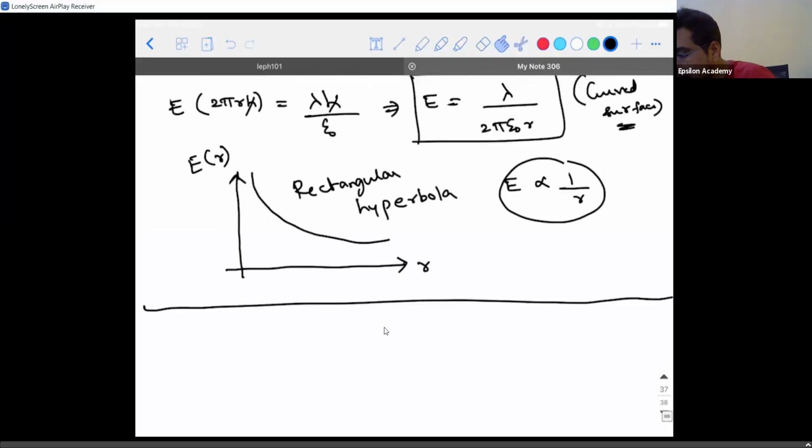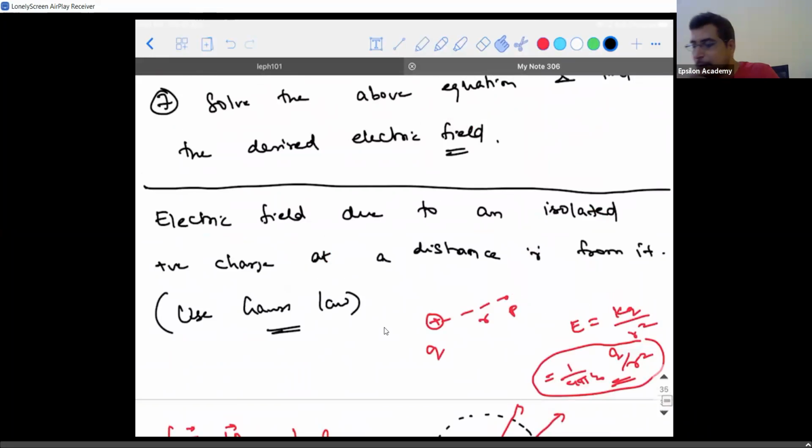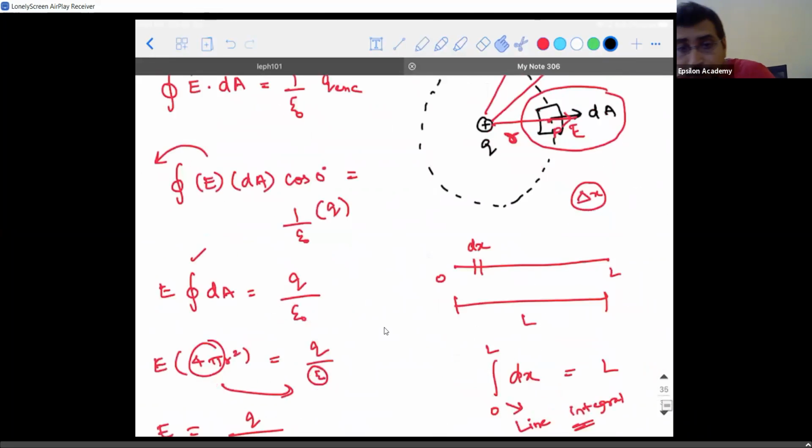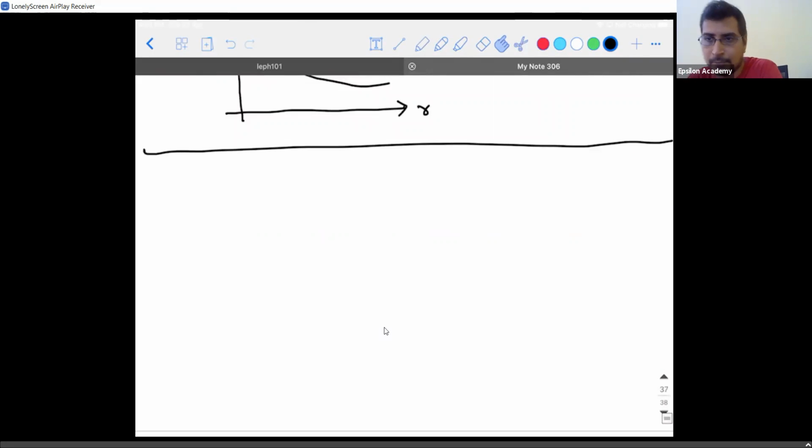It was about the electric field due to a linear charge, right? Electric field due to an infinitely long conducting line, right? So the next topic, actually the second topic that is given in your textbook, is electric field due to an infinitely long plane sheet. I will do it at the end.